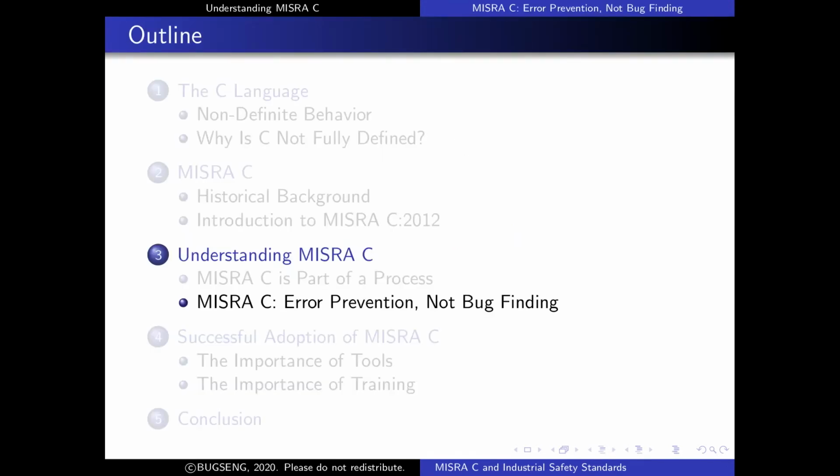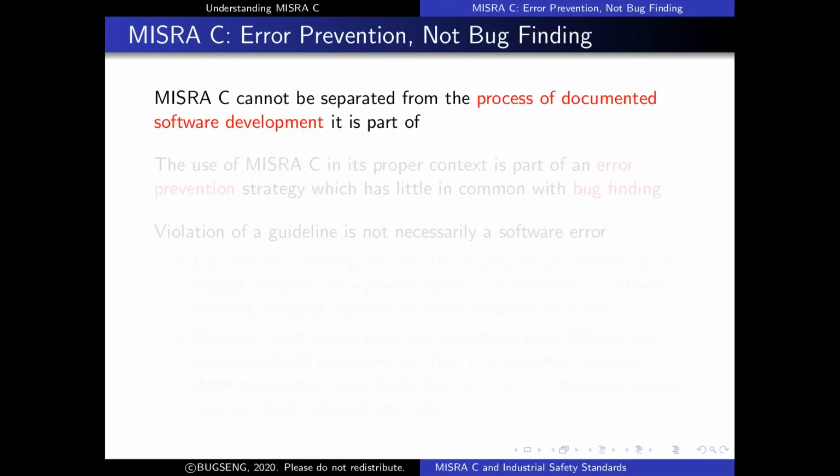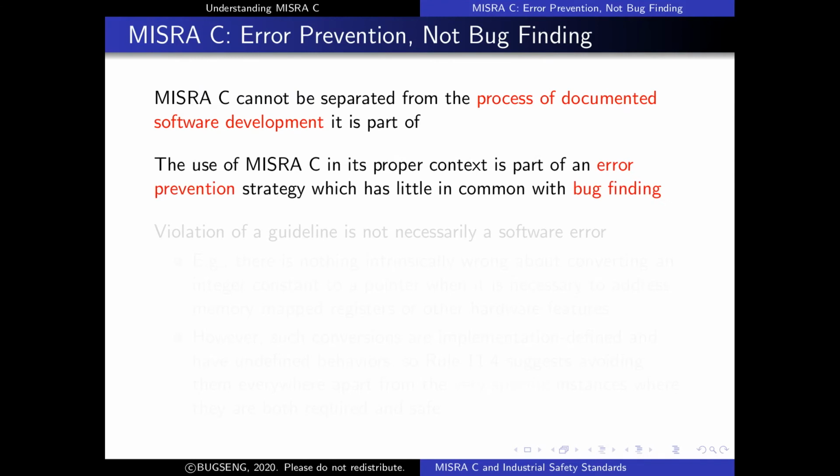Good. Okay, so another point which is very important, MISRA C is not bug finding. So as I said, MISRA C cannot be separated from the process of documented software development it is part of. So it has very, very little to do with bug finding. So what is bug finding? Bug finding, I use a tool, the tool finds some bugs, and I am happy. So it's not a bad thing to do. It is always good to remove bugs.